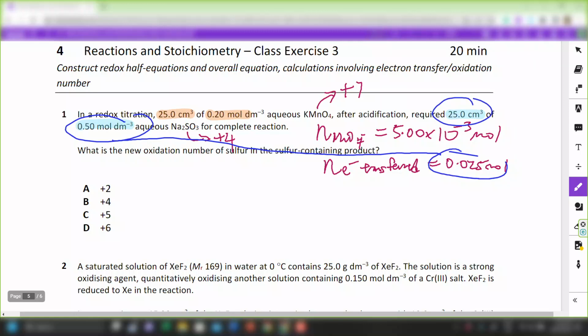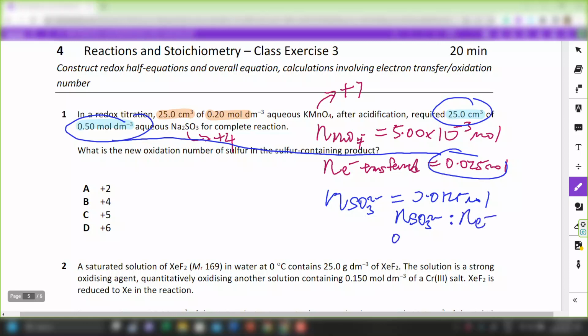Okay, so therefore just going to punch the calculator right now. So the number of moles of SO₃²⁻ will be equal to 0.025 multiplied by 0.5, and then we are going to get 0.0125 moles. Okay, then from here we can conclude that 0.0125 moles of sulfite will give out 0.025 moles of electrons. So we can simply take the ratio between sulfite and the number of moles of electrons.